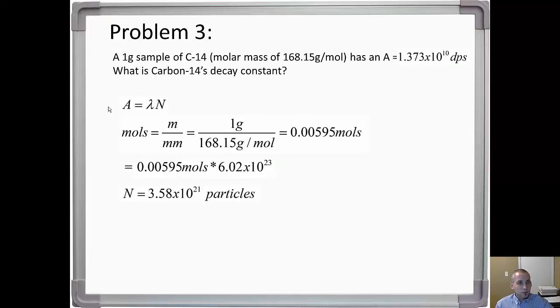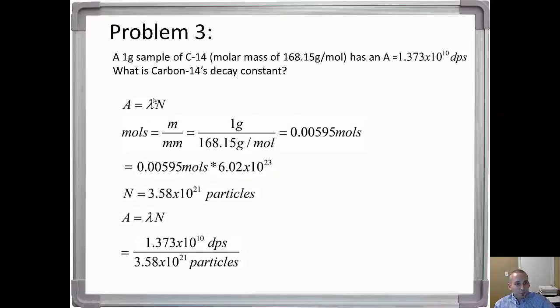So now we have activity and number of particles. We can solve for the decay constant: activity over our number of particles gives the decay constant. And there's our answer.